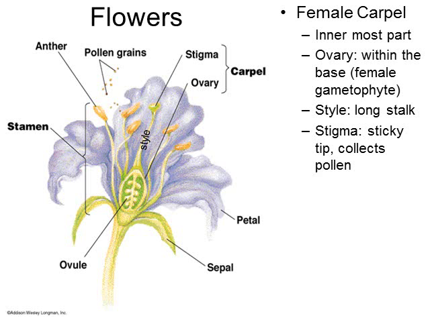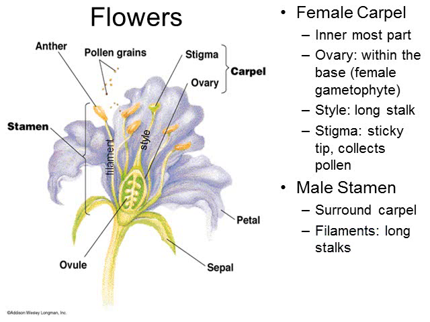So let's look at the male structures. The male structures are called the stamen, and they typically surround the female part. Again, the female part is called the carpel. In this picture, we can actually see 5 different male structures that are surrounding the female carpel. The male structures overall are called stamen. We'll start at the bottom and work our way up.